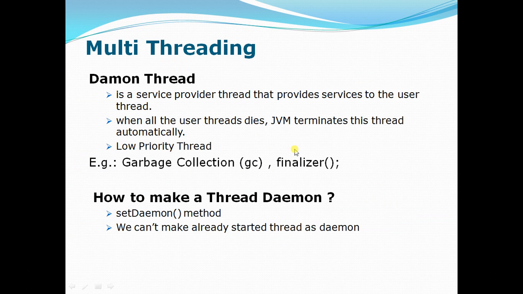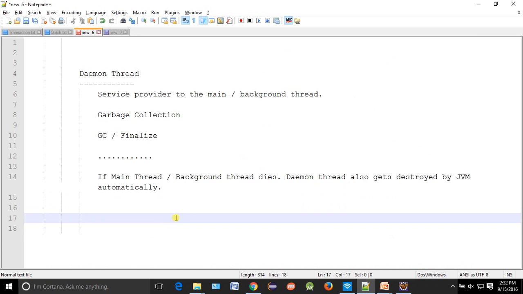Okay, so that's what is mentioned over there. See, what is a daemon thread? It is a service provider thread that provides service to the user thread or any other threads which are available. When all the threads die, the JVM terminates these threads automatically. These are the least priority threads. So daemon threads are the least priority threads. Daemon threads are low priority threads.